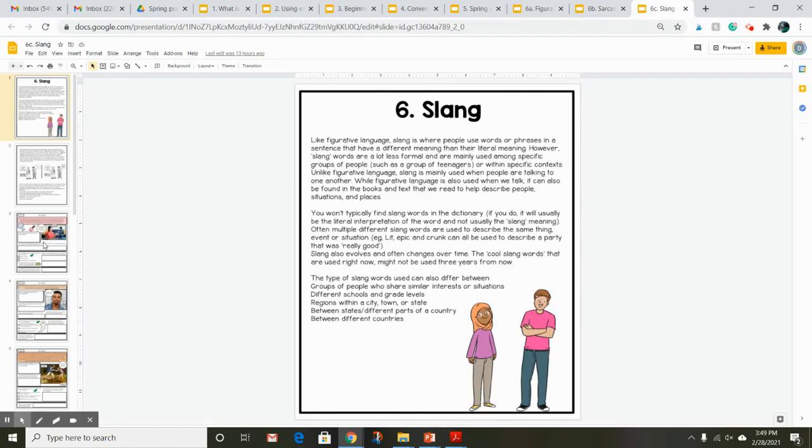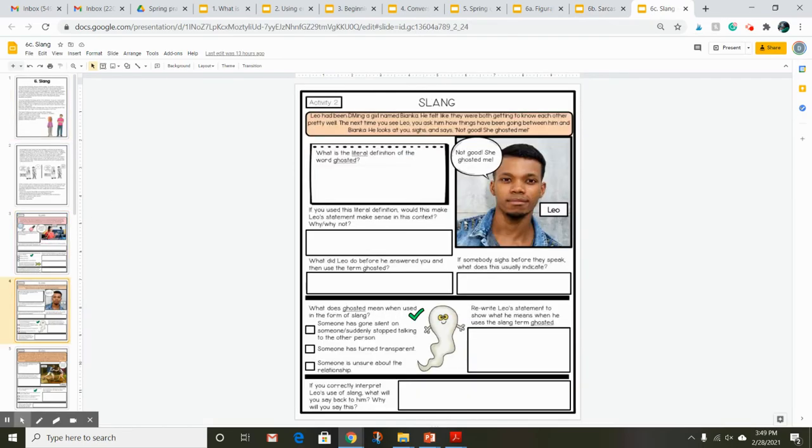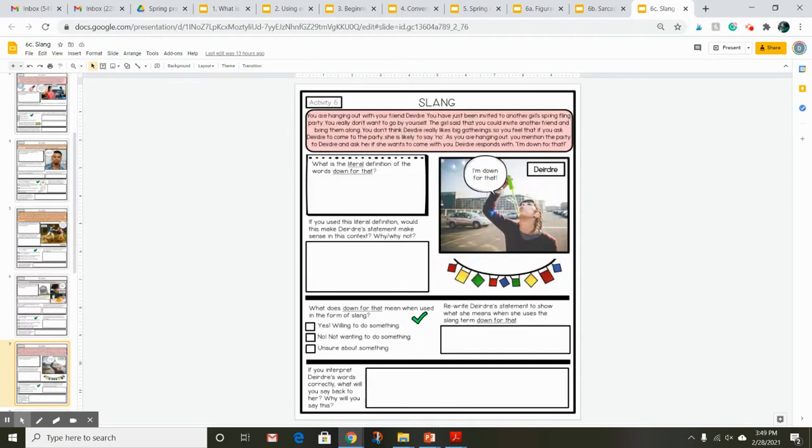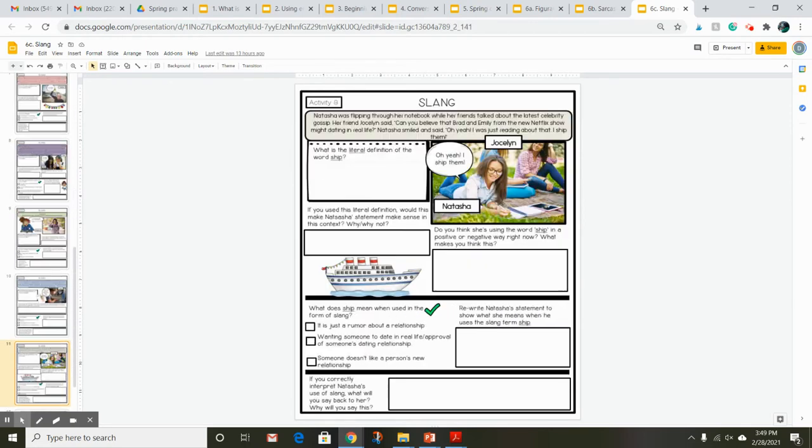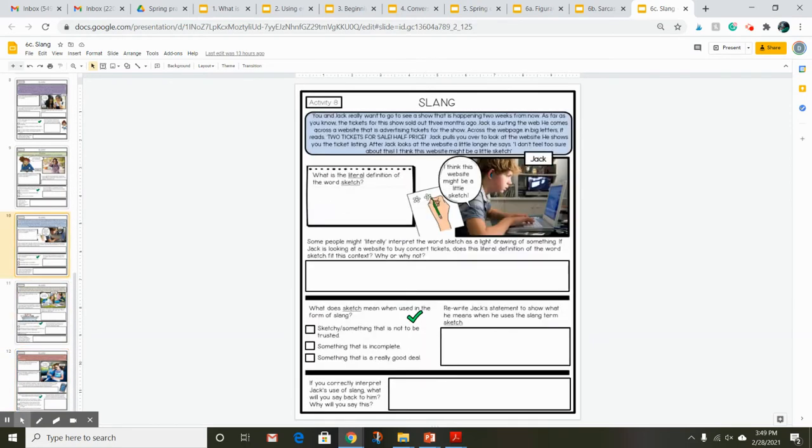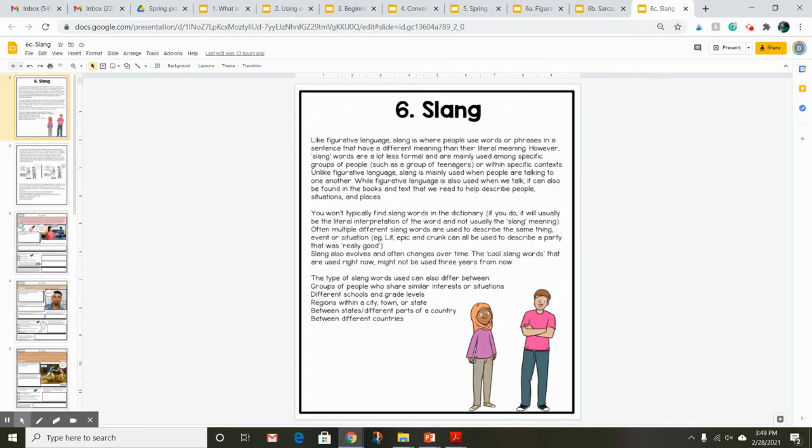And then the final part is slang. The most common slang terms that are used right now in 2021 are included in this packet. So this right now, what you're seeing here is the Google Slides section of this activity.